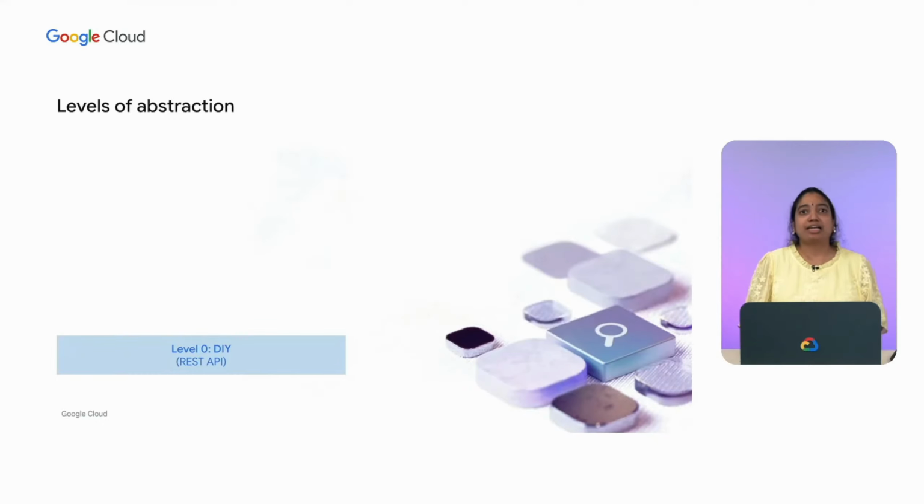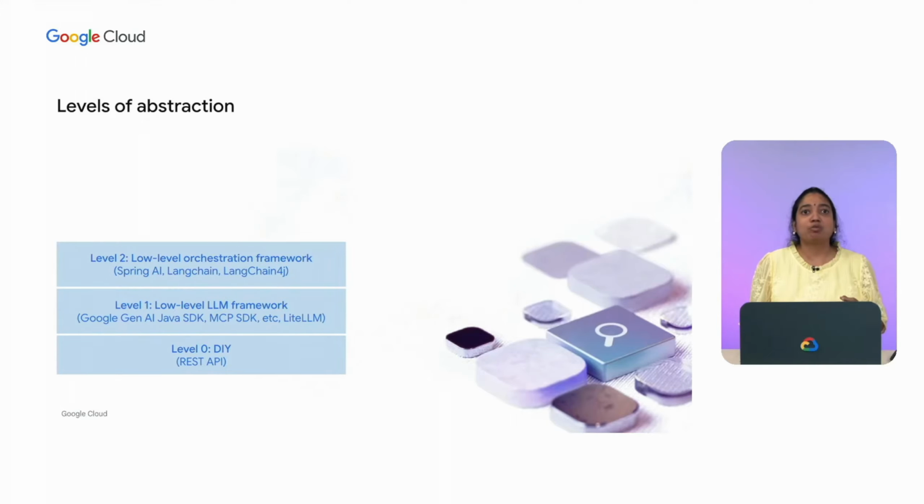When you start building with LLMs, you have several options for how to approach it, each with a different level of abstraction. At the lowest level, you have the DIY approach using direct REST API calls to the models. This gives you maximum control, but requires you to handle everything yourself. Moving up, you have low-level LLM frameworks like the Google Gen AI SDK, which simplify the process of calling different models. Then come the low-level orchestration frameworks like LangChain, which help you chain those calls together into simple workflows.